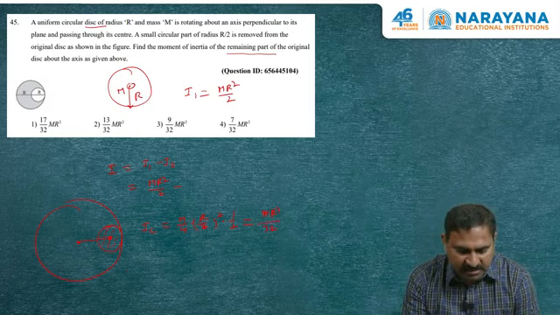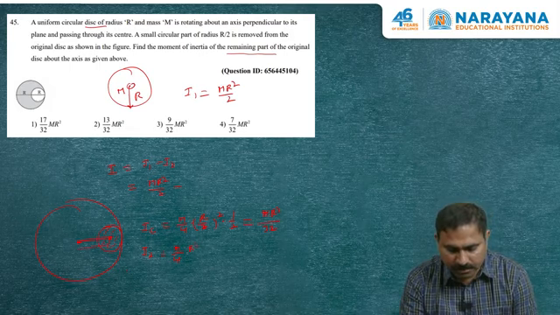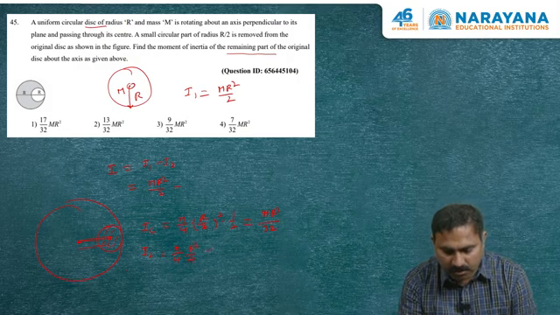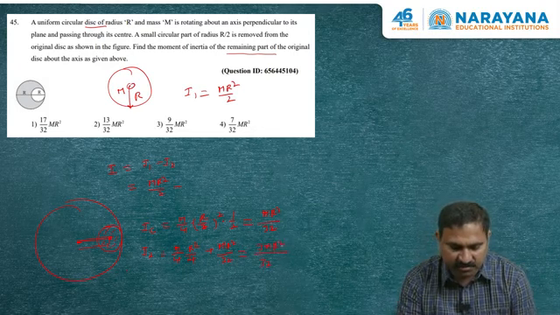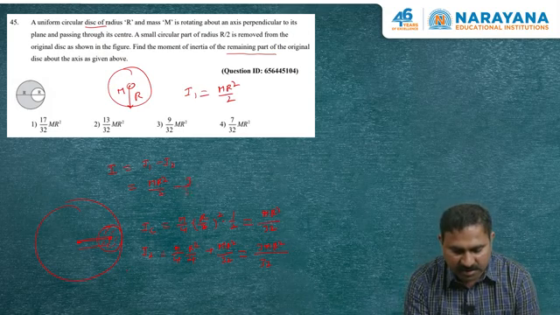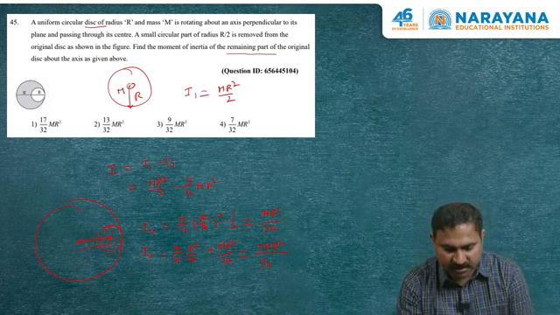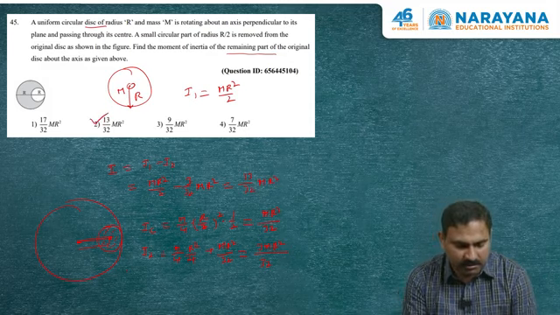Now using the parallel axis theorem, I2 will be m by 4, this distance is r by 2, so mr square by 4 plus mr square by 32. Taking 32 as the LCM, this is 3 times mr square by 32. The original value is mr square by 2, so I1 minus 3 by 32 times mr square. So it will be 13 by 32 times mr square, which matches option 2. Let us go to the next question.